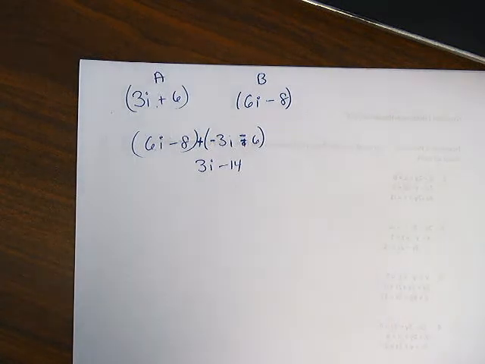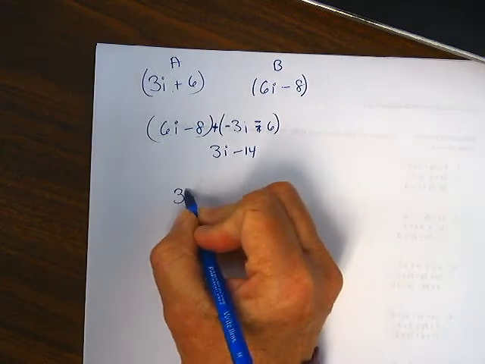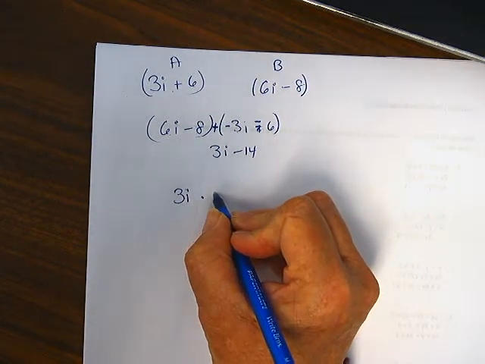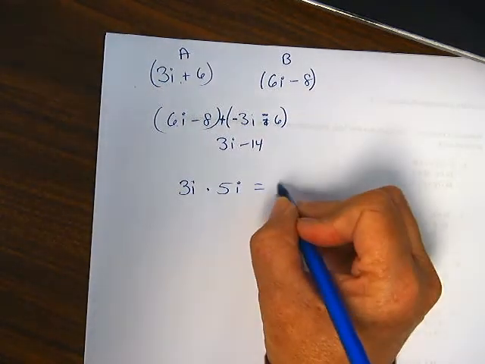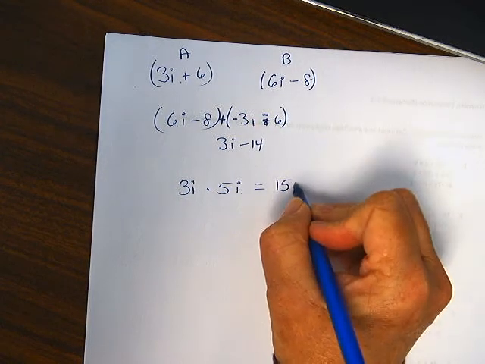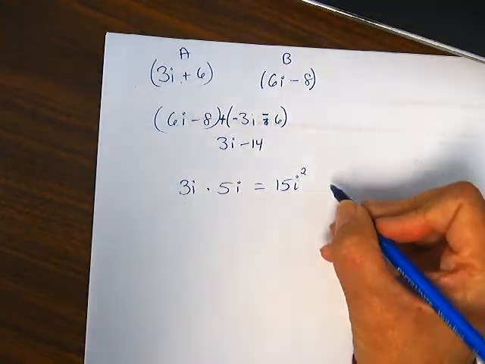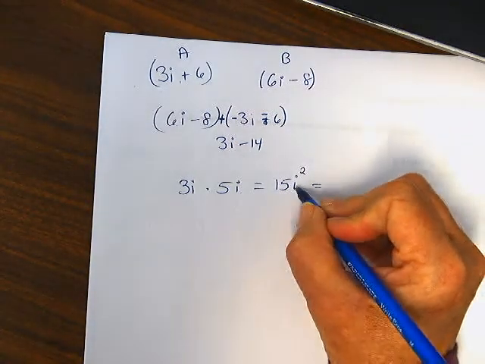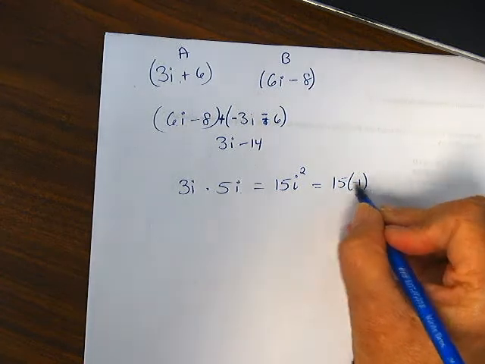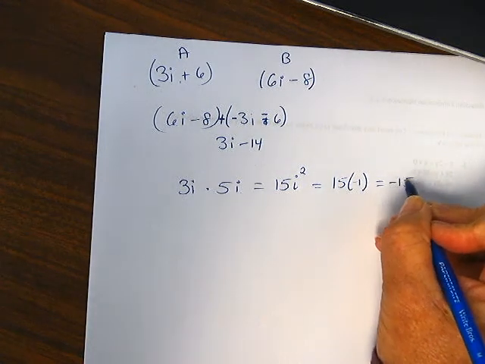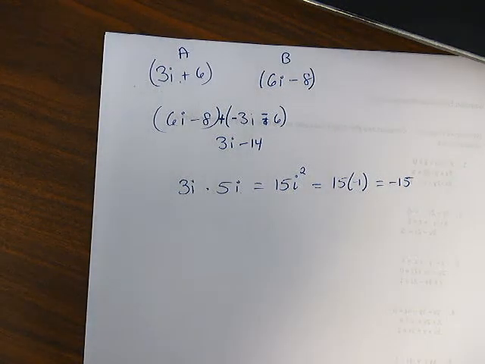The other thing that we also have is, what if we had to multiply anything with an i? So let's say we have 3i multiplied by 5i. Just as a reminder, we multiply 3 times the 5 and we get 15. i times i gives you i squared. Remember this? And i squared is the same thing as negative 1. So I would substitute in a negative 1 for the i squared, and 15 times a negative 1 is really a negative 15. So just as a reminder, when you have i squared, you always substitute that negative 1.